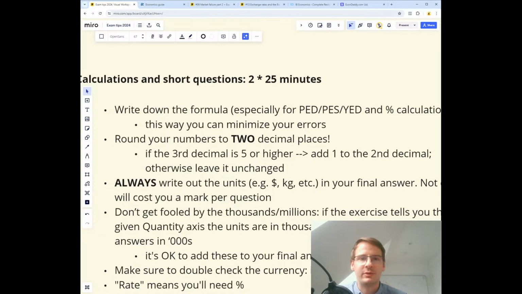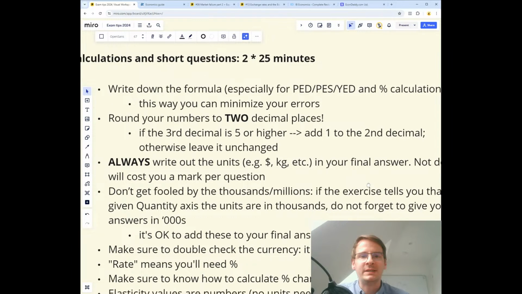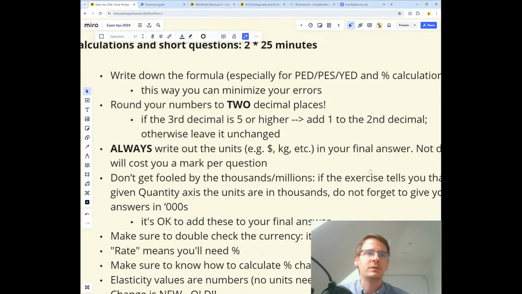If you don't know how to round up a number, no problem. I have it here. If the third decimal is 5 or higher, you add 1 number to the second decimal. Otherwise, you leave it unchanged. I know it's grade 5 mathematics, but I'm telling you, some students struggle with this. So 2 decimal places for all numerical answers.